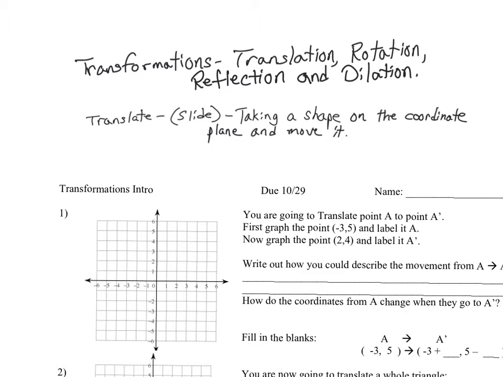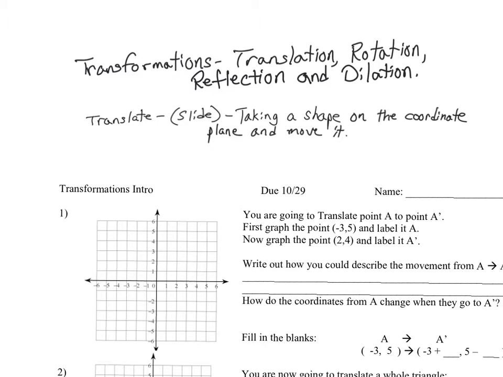And sometimes the move is going to be a translation. A translation is nothing but a slide on that coordinate plane. Sometimes it's going to be a rotation. A rotation means that we're kind of taking the coordinate plane and turning it a certain number of degrees. We're going to focus mostly on 90 degrees, 180 degrees, and 270 degrees, and then redrawing the shape after that rotation.